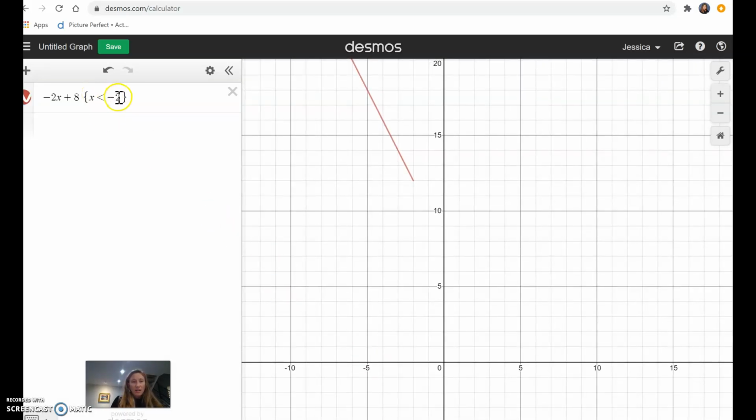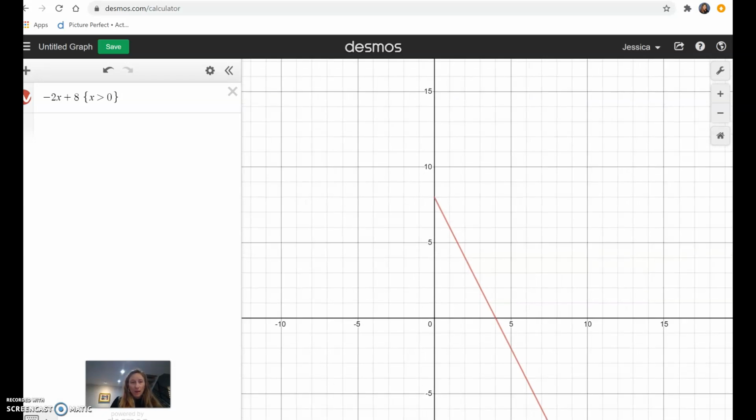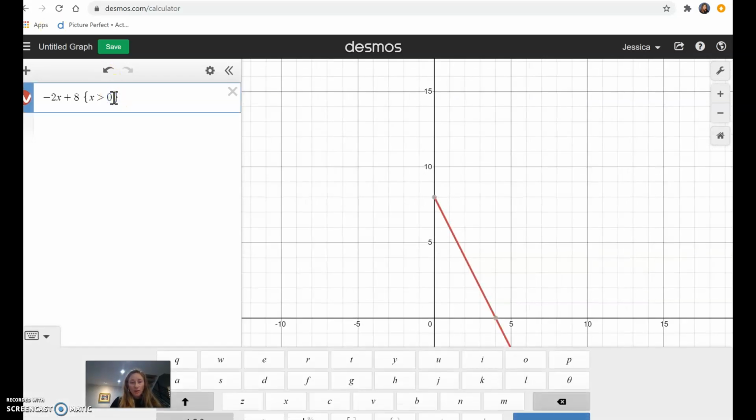If I say x is greater than 0, okay, now it's just this part. I could say x is greater than 2, and it's still here. I could even say x is greater than negative 3. And so you can see it's the same line that continues to extend different amounts on the graph.